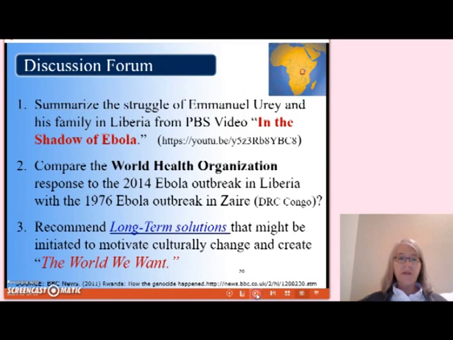protection for infectious disease. So for your discussion forum, I'm hoping that you will do these 3 activities. Recommend long-term solutions, if we want to make a stronger public health system there. Compare the World Health Organization's response in 2014, where all in, they spent close to $8 million and still needed millions and millions of dollars more to improve the public health systems in West Africa, in contrast to the 1976 outbreak in Zaire, which is now called the Democratic Republic of Congo, where they had small numbers but over many, many years really did nothing.